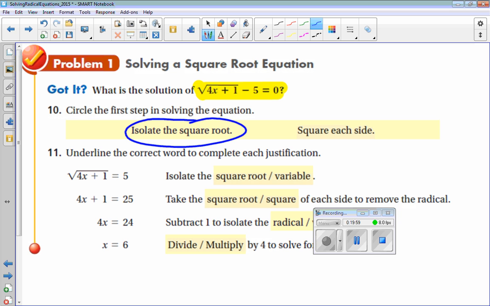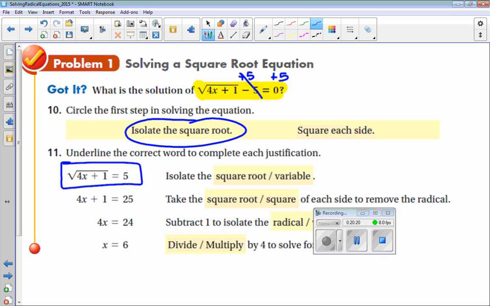I would add 5 to both sides. Do you agree that at this point I am here when I add 5 to both sides? Okay. So here I am. I'm going to show you how to go from here to solve it algebraically, and then we're going to check it using the graph.